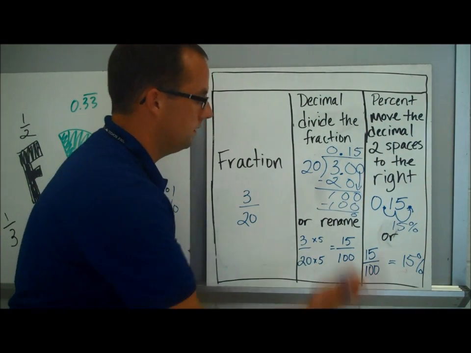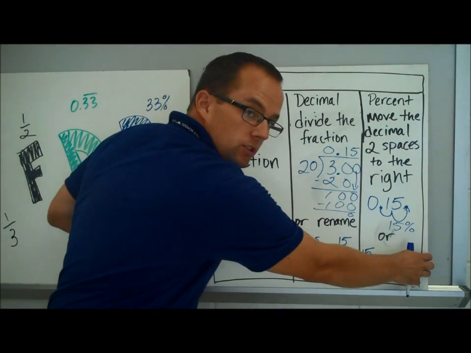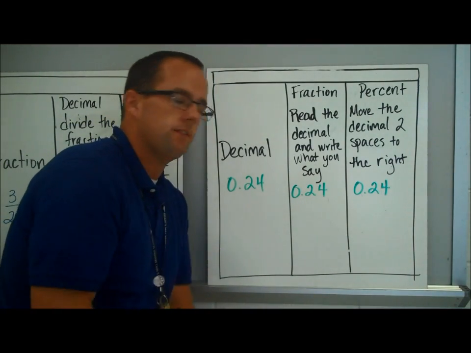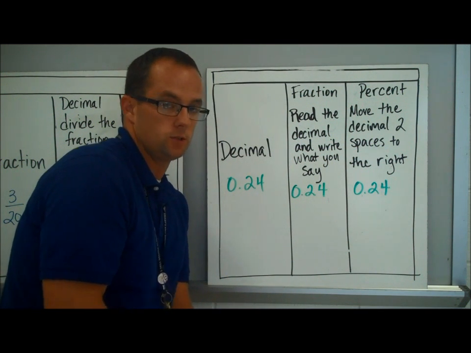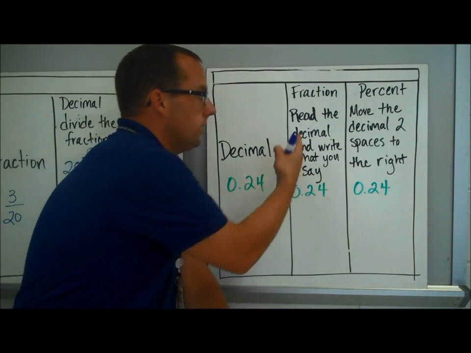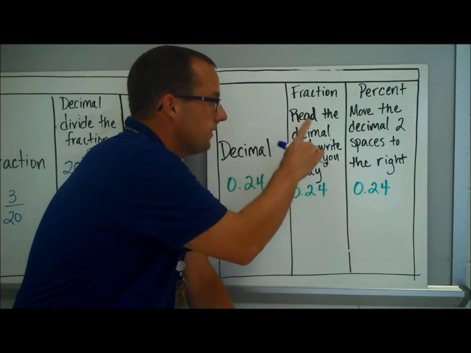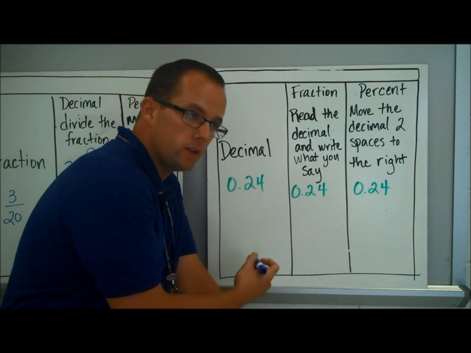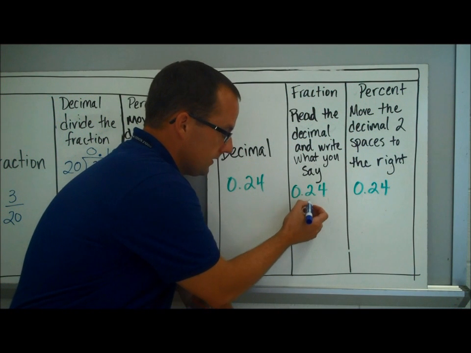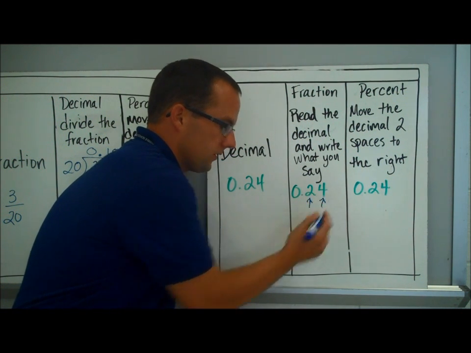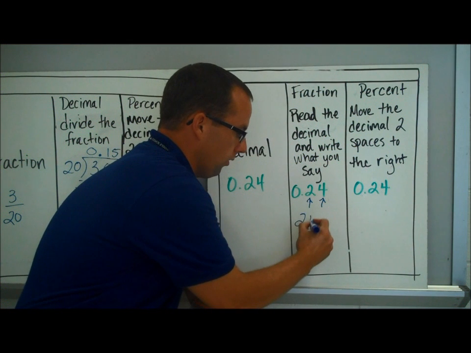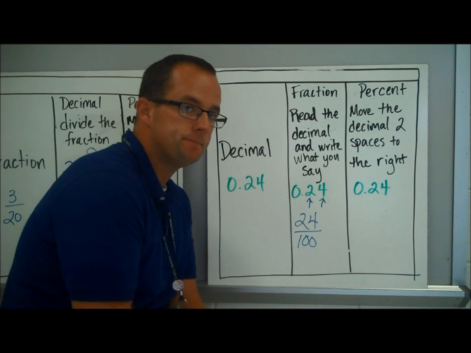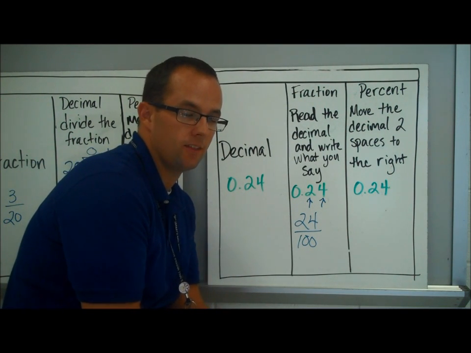Alright? Moving on, what if you're given a decimal that changes slightly? Okay? Let's pretend you're given the decimal 0.24, which is really 24 hundredths. Okay? You would first turn it into a fraction by reading the decimal and writing what you say. So 0.24 is 24 hundredths. This is the tenths. This is the hundredths place. So we write 24 over 100. Am I done? Who said it? I think I heard it out there.